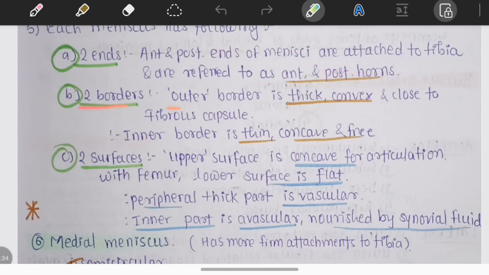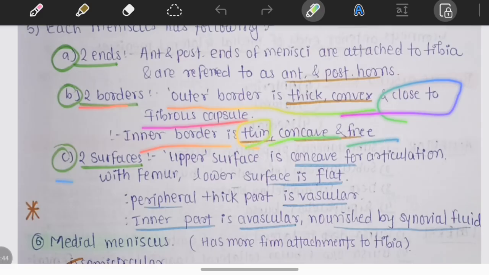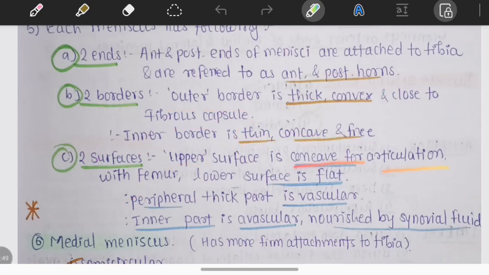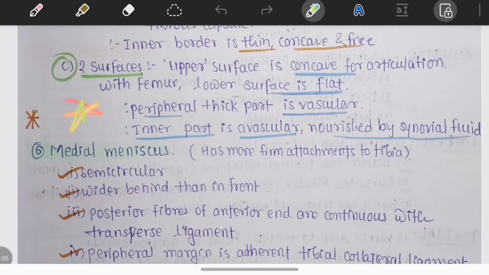Two borders: the outer border is thick, convex and close to the fibrous capsule. The inner border is thin, concave and free. And the two surfaces: the upper surface is concave for articulation with the femur and the lower surface is flat. The peripheral part is thick and vascular, and the inner part is avascular, nourished by the synovial fluid. It is so important. It is also a 6-mark question for short answer questions.